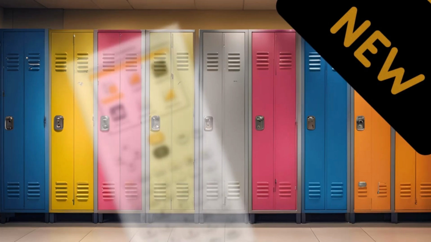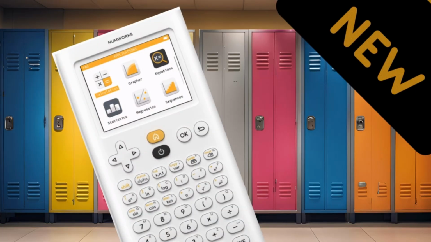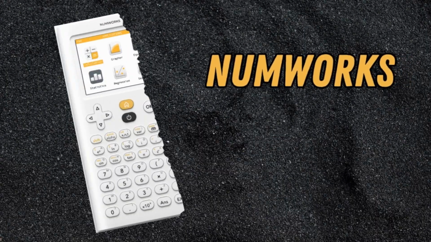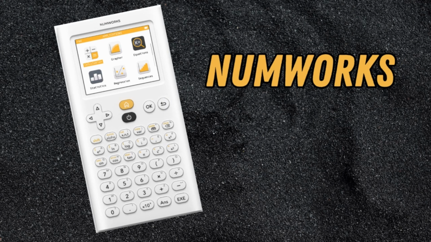I have a brand new calculator for you that I think is going to help you tremendously as you take AP Statistics this year. It's called a Numworks calculator. It's absolutely amazing. And what I want to quickly do right now is show you some really cool things it could do to help you in Unit 1 of exploring one variable data. So let's dive into how you can use this calculator right now.